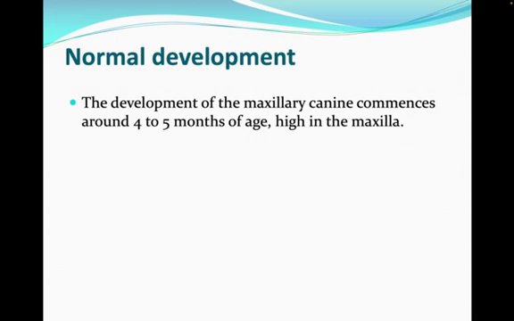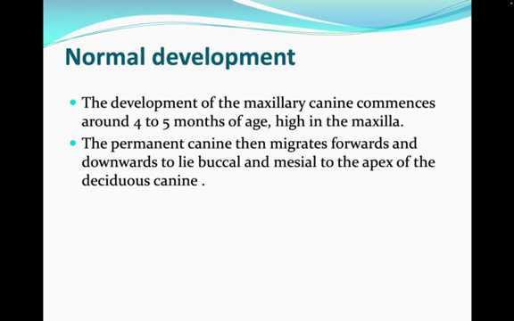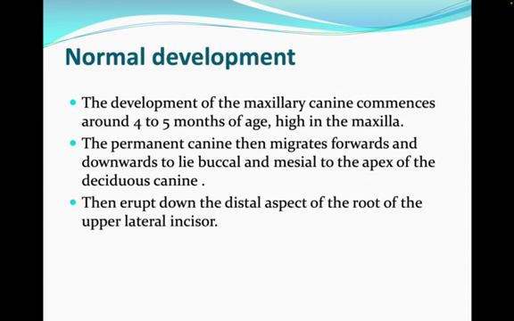Now, what about the normal development? The canine normally develops at about 4 to 5 months of age, which is the calcification near the base of the nose, very high up in the maxilla. Then the canine will start migration downward and forward to lie buccal to and mesial to the apex of the deciduous canine. Then it will erupt down in the distal aspect of the root of the upper lateral incisor. So basically, the canine starts calcification near the base of the nose. Then it goes down on the palatal side of the maxilla, not on the buccal side. And then it will do the jump in which it will move from the palatal side into the buccal side, and then it will erupt.